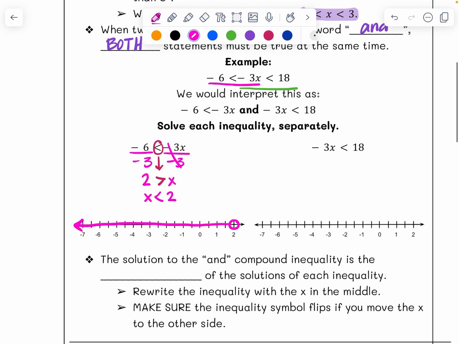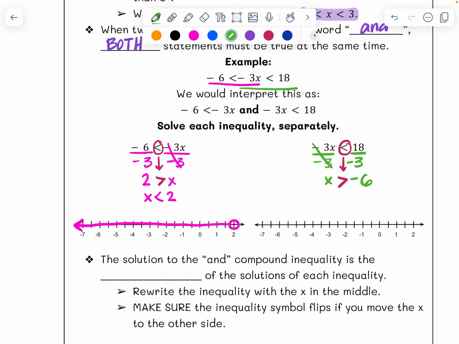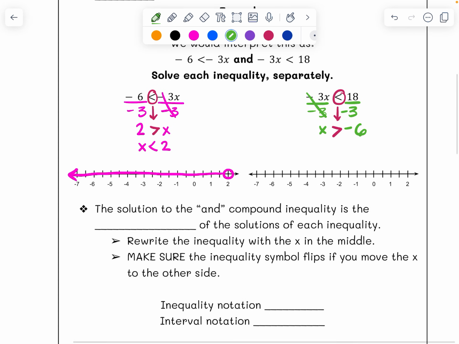Let's solve -3x is less than 18, the other half of this inequality. I'll divide by -3. Again, dividing by a negative number, I have to flip the inequality symbol. So now I have x is greater than -6. Since my x is on the left, I can go ahead and graph this as is. So I have an open circle at -6 with an arrow pointing right.